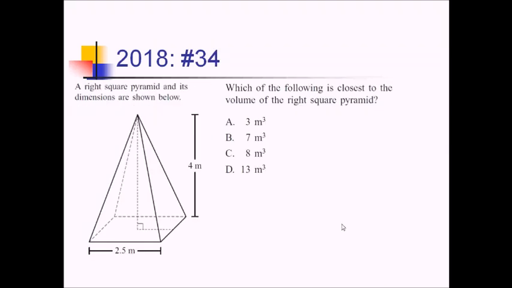For number 34, we have a right square pyramid that we're trying to find the volume of. So we'll use our formula here. V equals 1/3 s squared times h. And then the side they already gave us, that's 2.5. H is just the vertical height of the pyramid as opposed to the slant height, so that's going to be 4. And plugging all that in, let's just use the calculator and see what that comes out to.